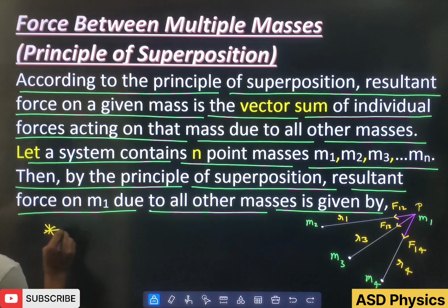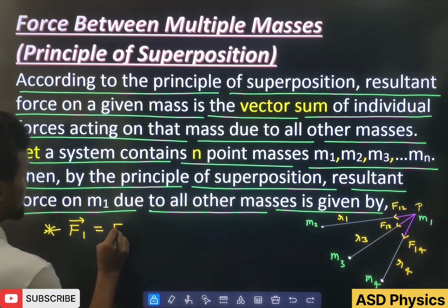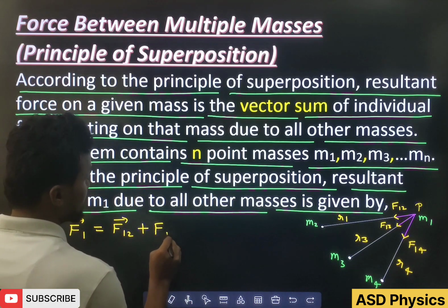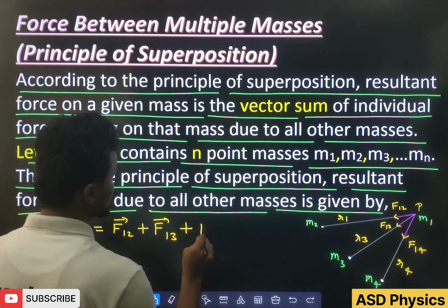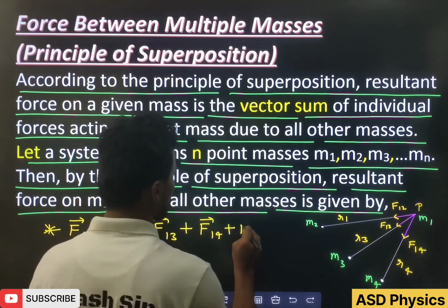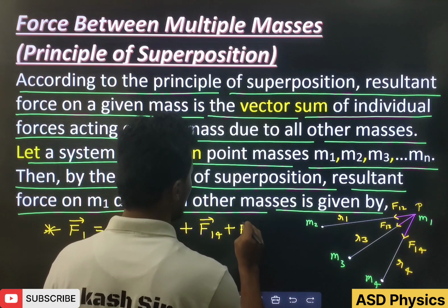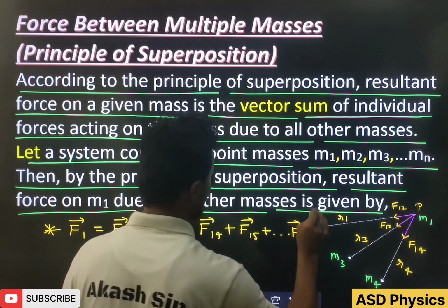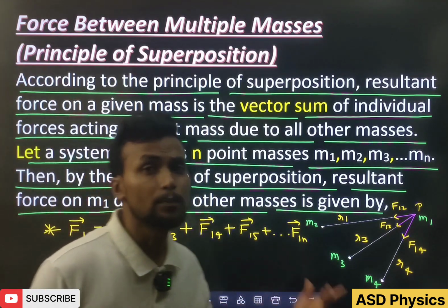So according to the system we can write the net force on mass m1 is given by F12 plus F13 plus F14. If in case so many masses are there, I can even write F15 ... even F1n also. Okay, so this is the basic.